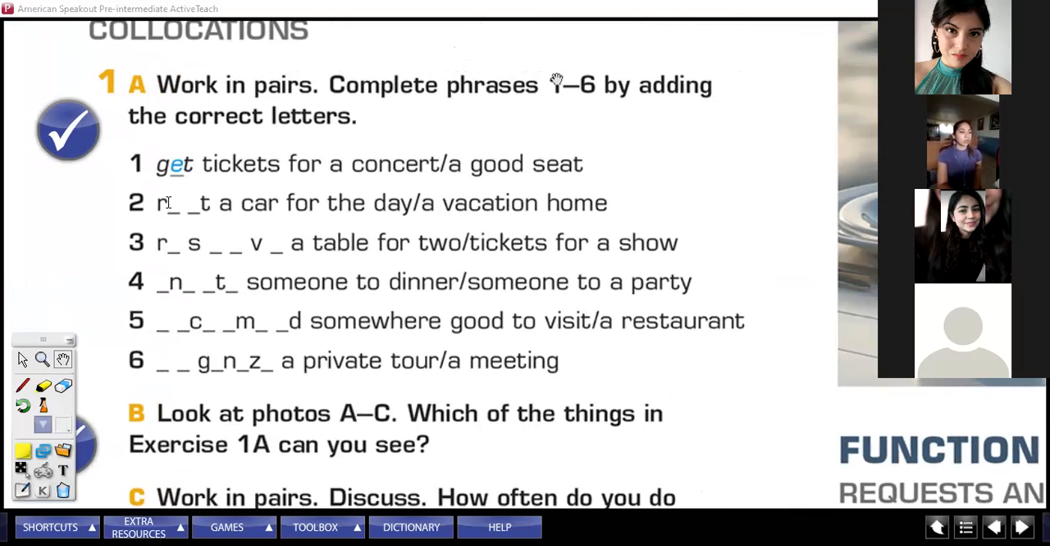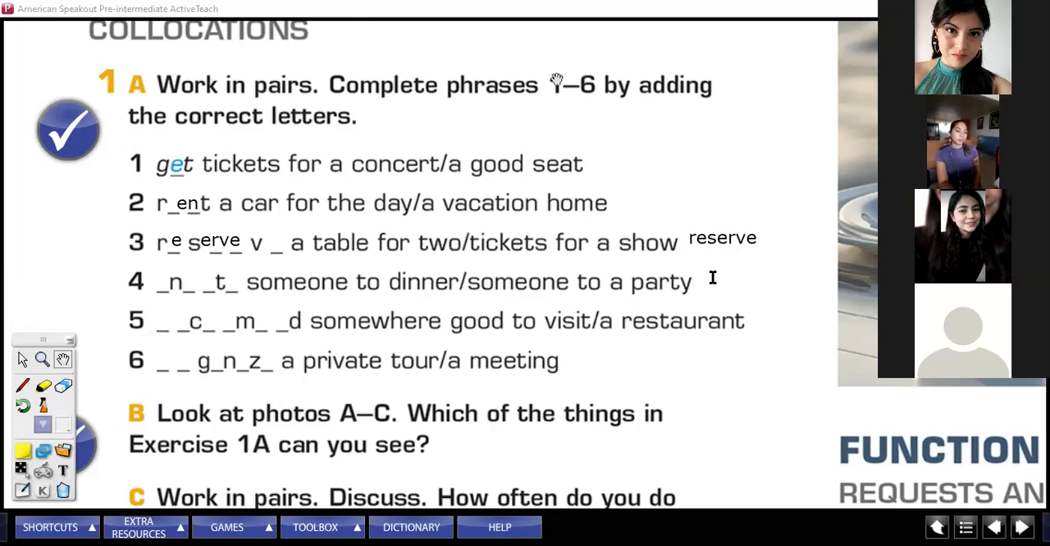Rent. Yes, we first have rent a car. For number 3, reserve. We say reserve. Ay, mejor las voy escribiendo acá. Reserve a table. You can reserve tickets for a show.